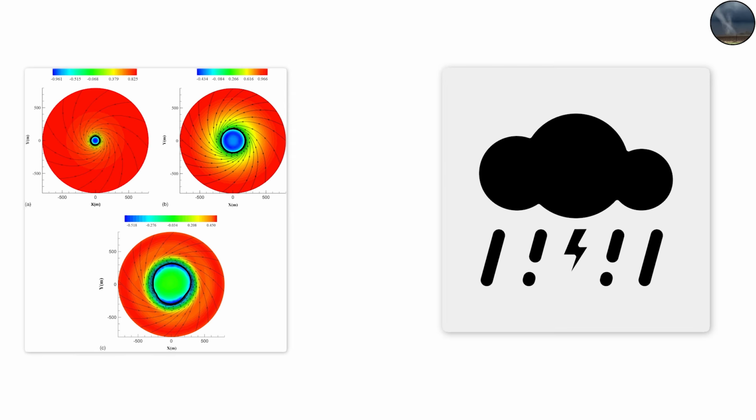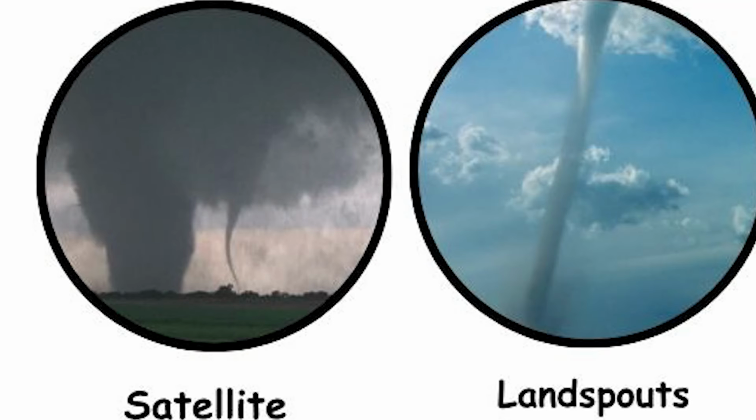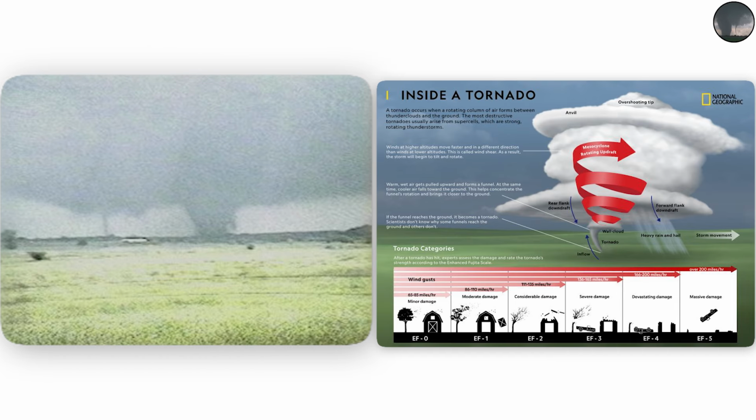Multivortex tornadoes often appear in powerful storms and are especially dangerous because the smaller vortices can strike suddenly and unpredictably. Satellite tornadoes. Satellite tornadoes form as smaller companion funnels that orbit around a larger primary tornado.